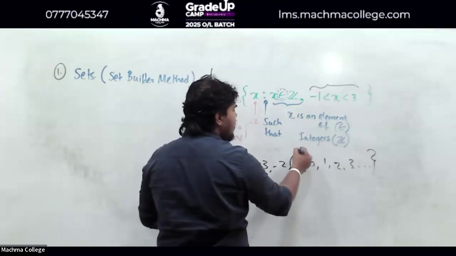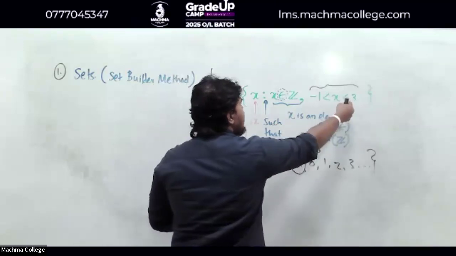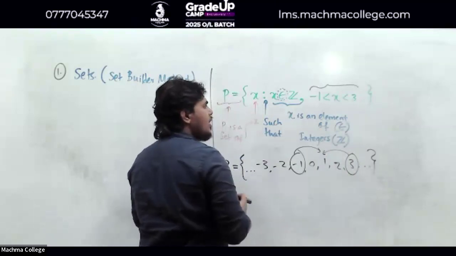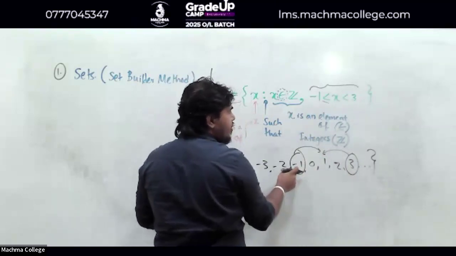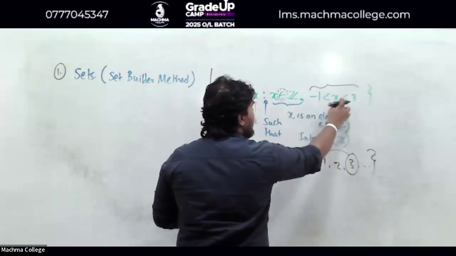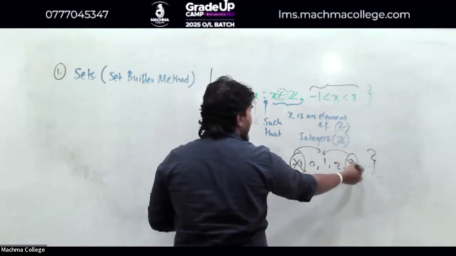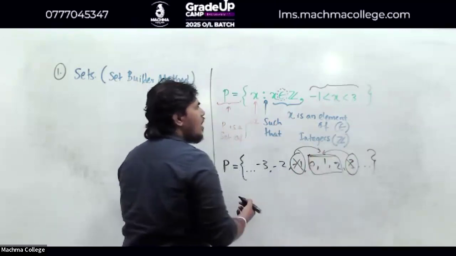-1 is here. Greater than -1 means this area. Less than 3. 3 is here. Less than this means this area. No equal sign. If you had the equal sign, you would have to take this one as well. No equal sign on both places. Then in between that we have 0, 1 and 2.